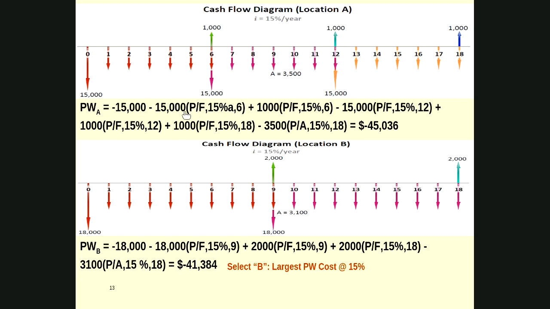Or you can do it this way. This is the expanded way. It is correct, and it is more secure, so you don't make mistakes in signs or subtractions. After you add them all up, you will get minus 45,000 for alternative A and minus 41,000 for alternative B. In this case, we select B because it has the largest present worth, the most economical alternative or project. Pay attention.